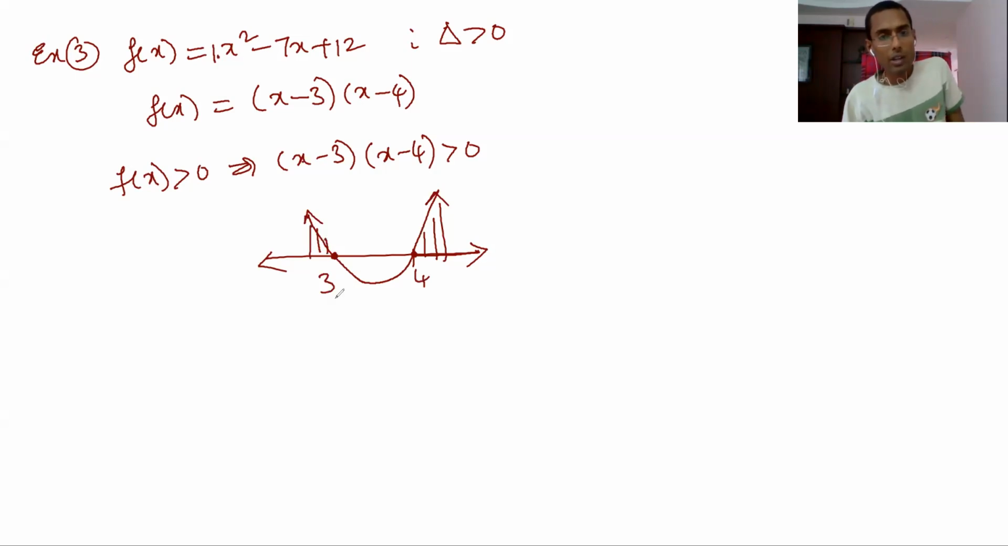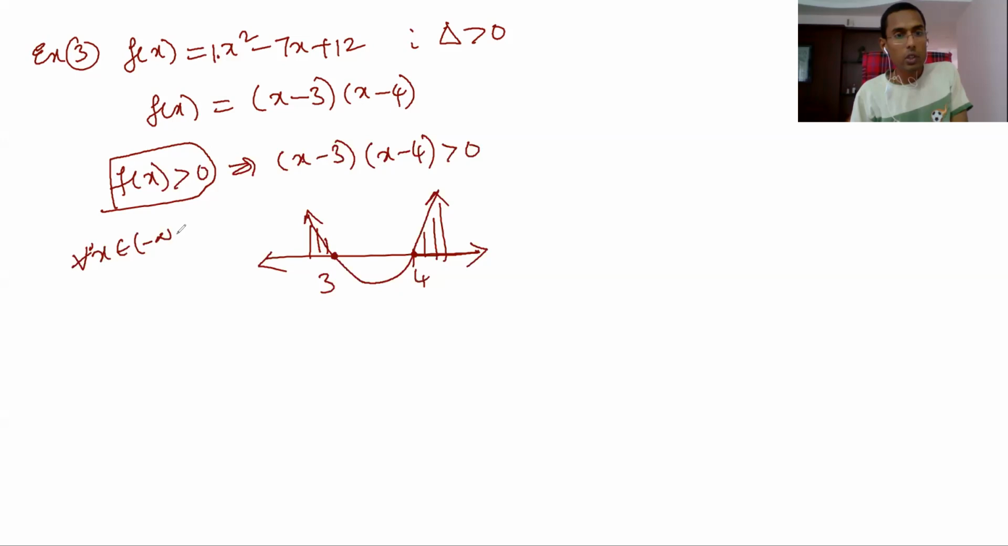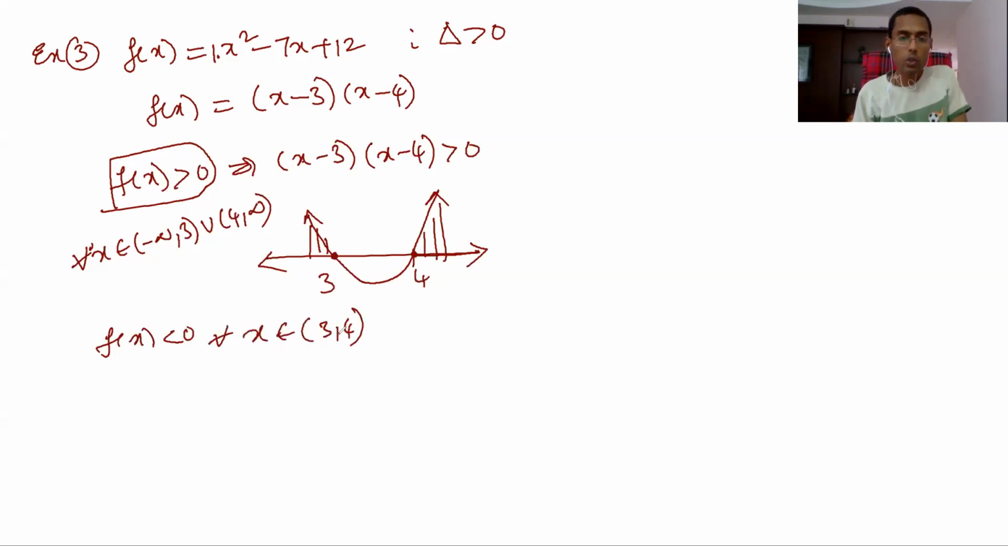So what can you write from this? f of x is greater than 0 for all x belongs to minus infinity to 3 union 4 to infinity, and f of x is less than 0 for all x belongs to 3 to 4. At 3 and 4 it is 0. So this is how we discuss the sign of a quadratic expression.